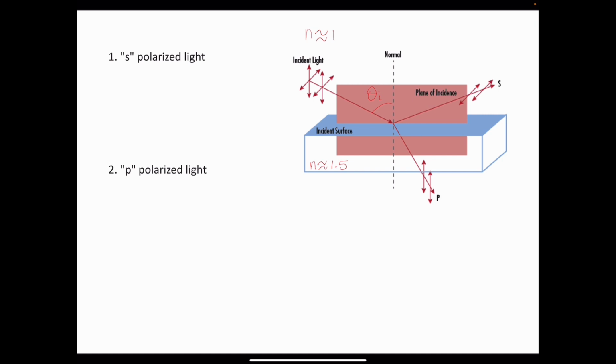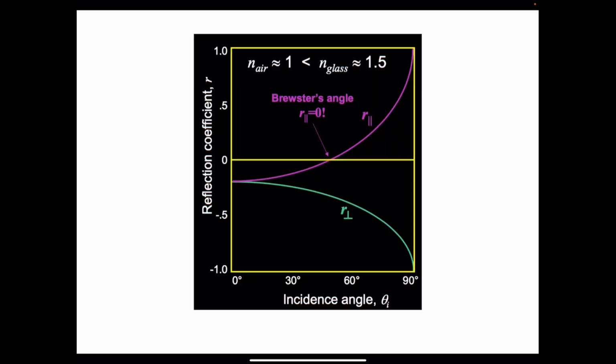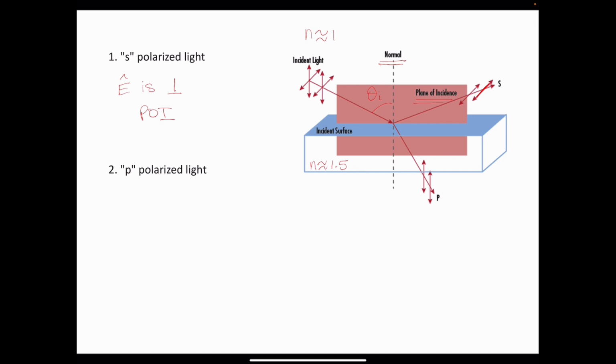There is S-polarized light, where the electric field is perpendicular to the plane of incidence. And here you can see that the plane of incidence is defined by the normal to the surface and is always bisecting along that normal. And so if we take a look at the S-polarized light here, you can see that the electric field vector is now perpendicular to this plane of incidence.